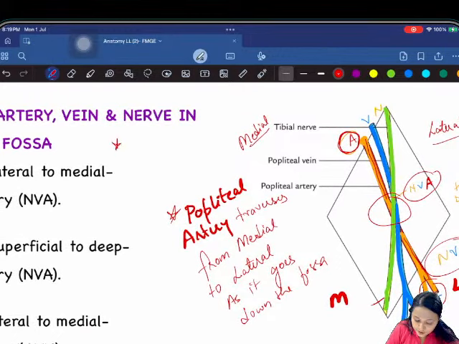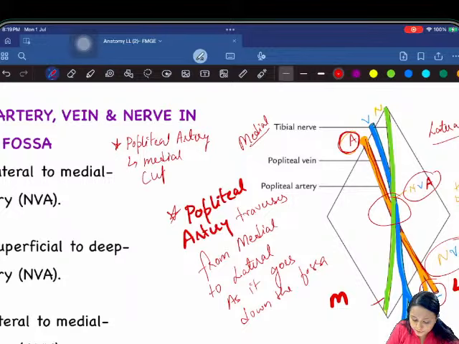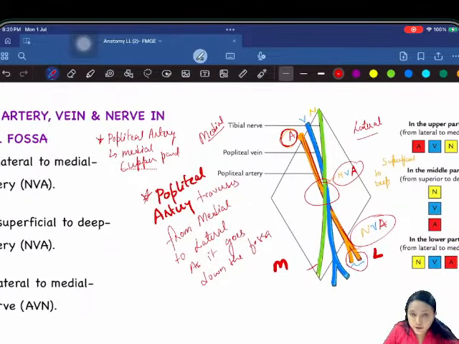So the popliteal artery is medial in the upper part, and the popliteal artery will be in the deeper aspect in the middle part, and it is in the lateral aspect in the lower part. So that is the funda to remember about the relation.